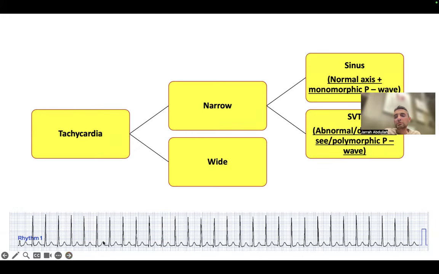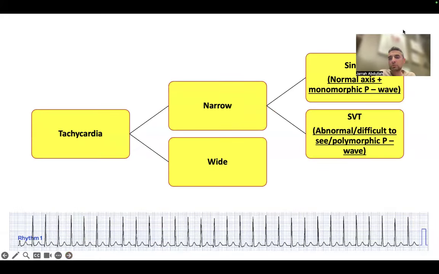Thereafter, you have two main differentials. One differential would be sinus tachycardia, and the other would be supraventricular tachycardia. So it's very simple, two differentials. In order to tell them apart, if it's sinus tachycardia, you should see a normal, monomorphic P wave axis.